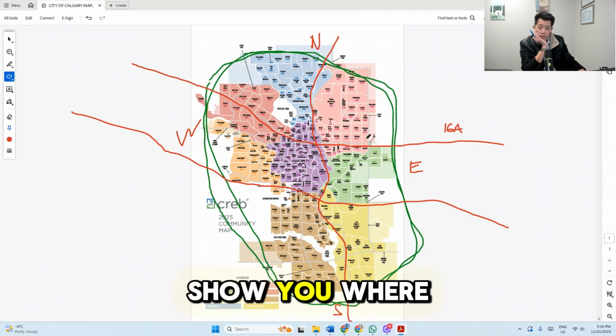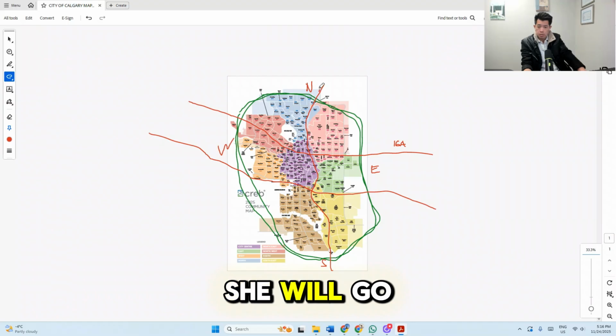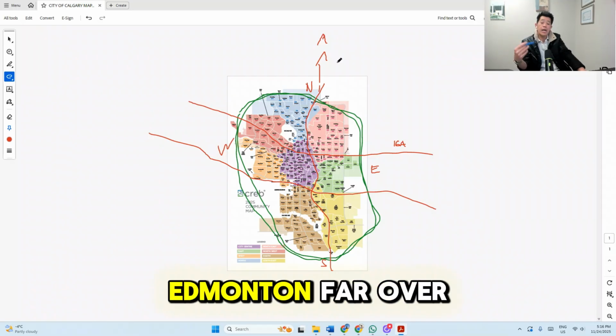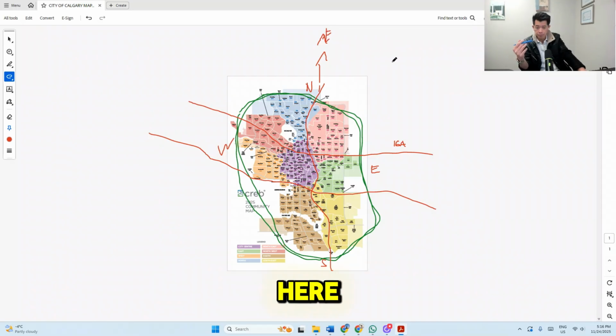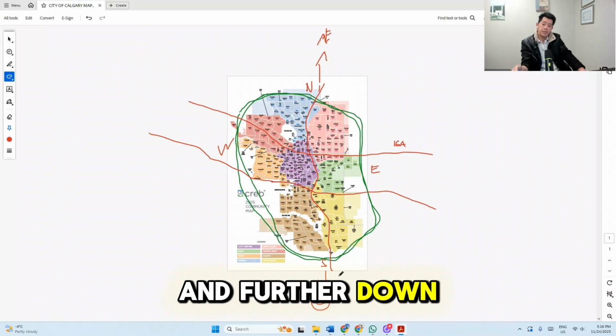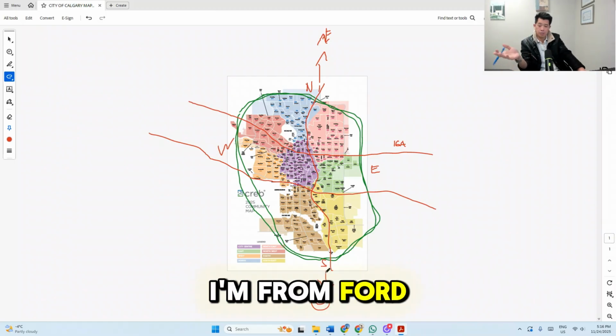Let me show you where these major roads can take you. From north on Deerfoot Trail, you will go to Airdrie and then head to Red Deer. If you keep going, you will reach Edmonton, far over here. South on Deerfoot Trail, you will pass Okotoks, then High River, and further down, you'll get to Fort Macleod.